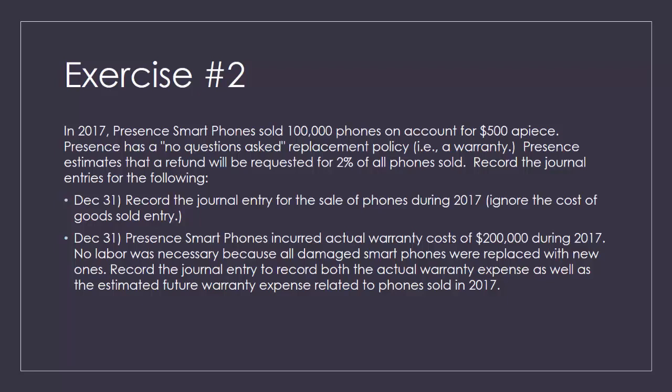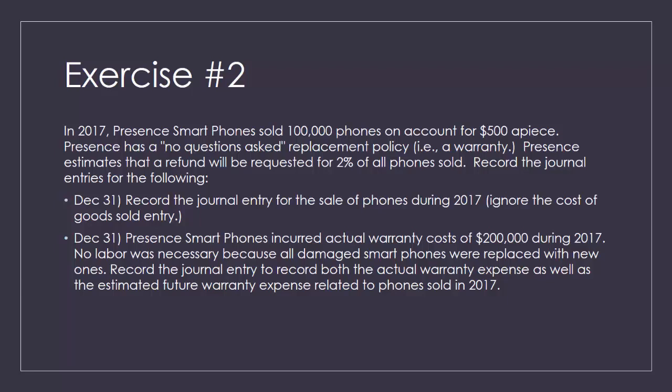In exercise 2, we have warranties. Our company, Present Smartphones, sold 100,000 phones on account for $500 apiece during the year of 2017. We have a no questions asked replacement policy, which means someone buys the phone, doesn't like the phone, they send it back to us, and it's not a refund policy, it's a replacement policy. So we send them a new phone instead. Maybe something's wrong with the phone that they got, but we'll replace any model that people send in with that same model. We estimate this is going to happen for 2% of all of our phone sales during the period.